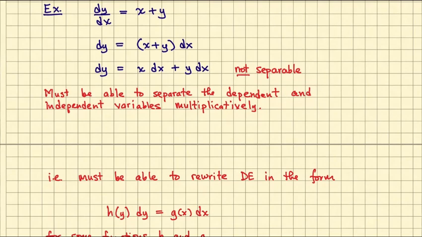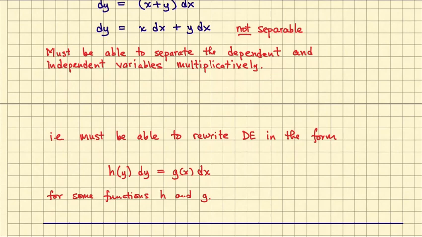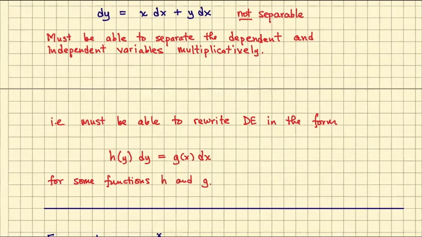Okay? So at the end of the day, you need to be able to write it in this multiplicative form where you have a function of y times the y differential and a function of x times the x differential. For some functions, h and g, you just need to be able to separate the y stuff from the x stuff. And in that case, it's separable.